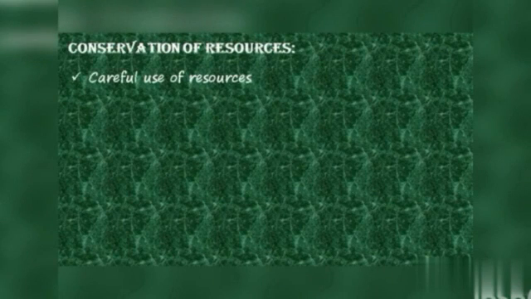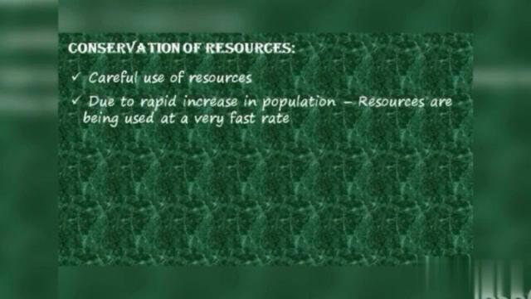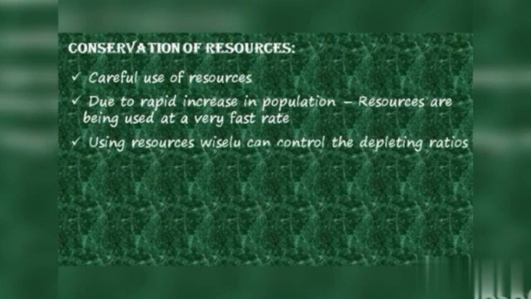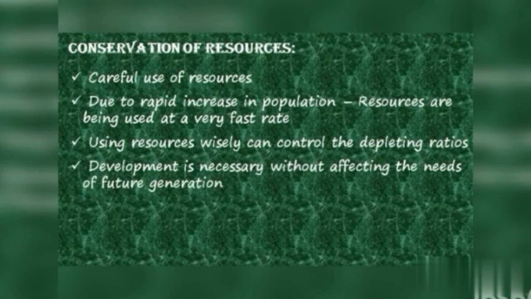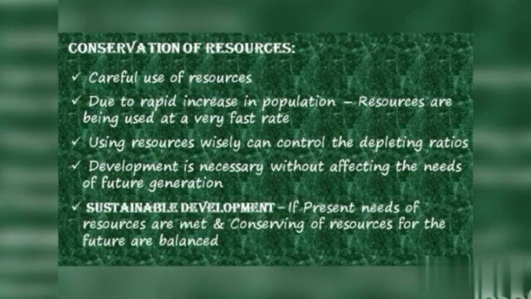Next, conservation of resources. Conservation means saving for future use. Careful use of resources is called conservation of resources. Resources are being used at a very fast rate due to the rapid increase in population. So natural resources are depleting fast. Using resources carefully can control the depletion rate. Development is necessary without affecting the needs of future generations. If the present needs of resources are met and conserving resources for the future are balanced, we call it sustainable development.